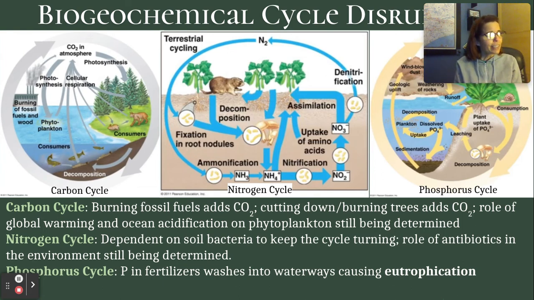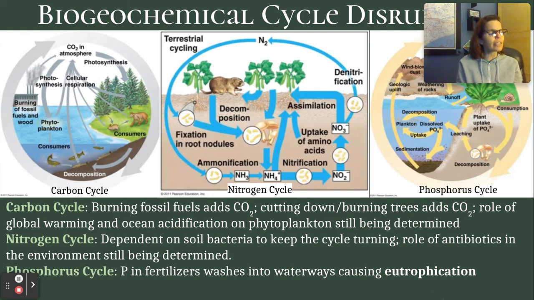The nitrogen cycle is determined by bacteria, soil bacteria. They're the ones that put nitrogen in the air in the first place, and they're also the ones that pull nitrogen out of the air. The question is, what role is antibiotics having on those bacteria? Are we damaging our soil bacteria as more and more antibiotics end up in the environment? That's still to be determined.